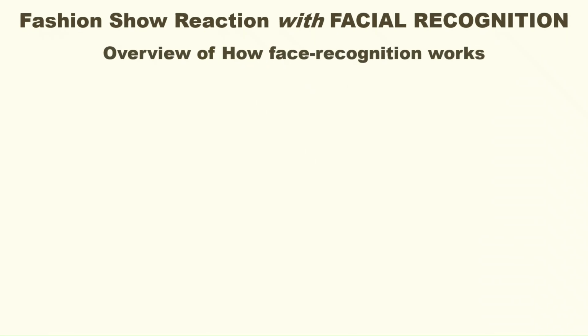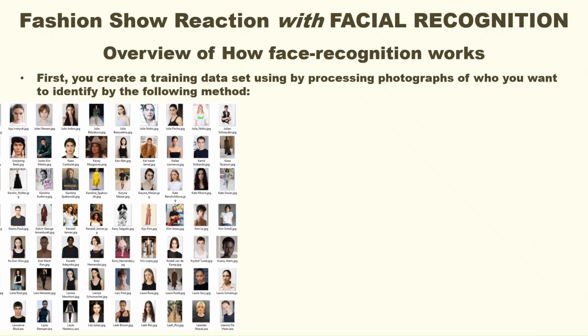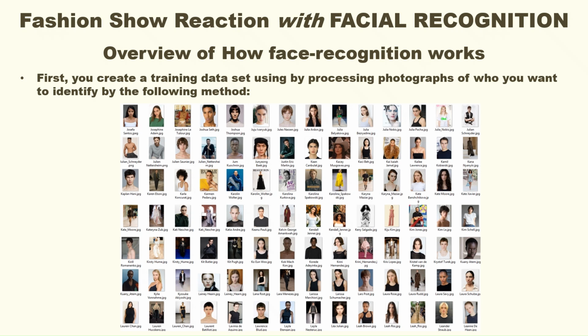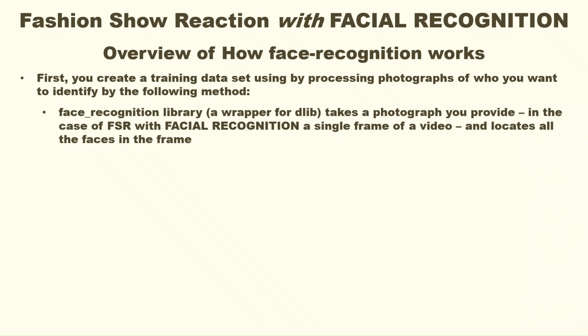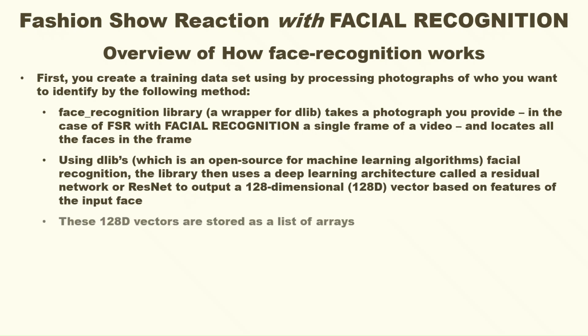Let's start with a brief overview of how the facial recognition technology we use works. First, we had to create a training data set filled with pictures of models. Here is a screenshot of our training data set, so you can get an idea of where everything starts. Then, using Python, we feed this data set into the face recognition library, which serves as a wrapper or easy way of accessing the facial recognition technology found on dlib, which then locates the faces in the training images, then applies its deep learning architecture called ResNet to output a 128-dimensional vector to represent each face.